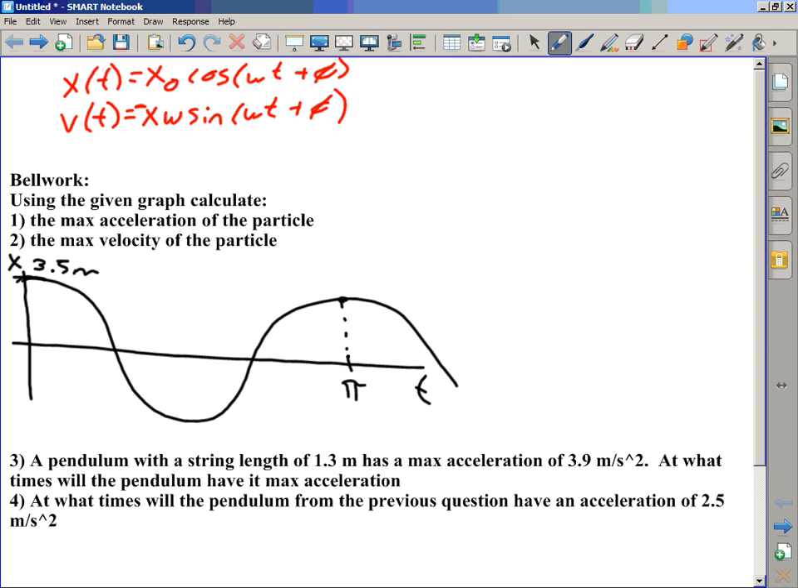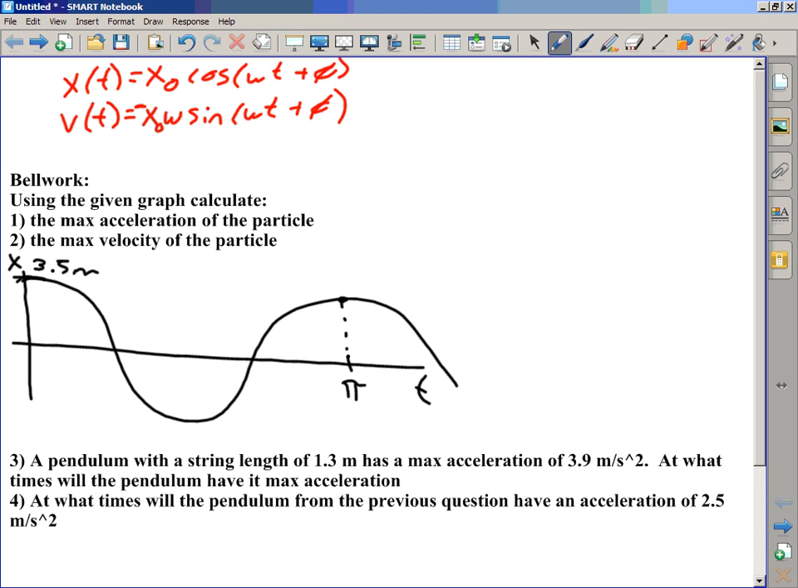The velocity equation that goes with that cosine is negative x naught omega sine omega t plus phi. Remember, you go vertically down in your packet with them. Those two live as a pair. If you start out with a sine graph, x equals x naught sine omega t plus phi, its partner for velocity is the cosine. Those go in pairs. You cannot mix those up, right?